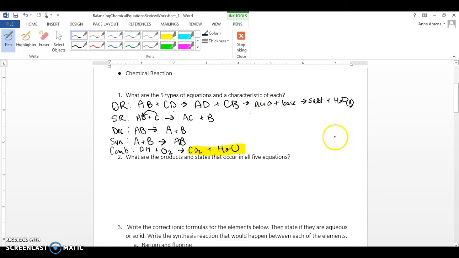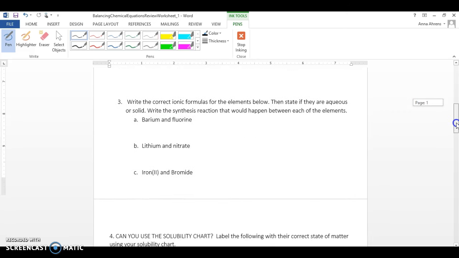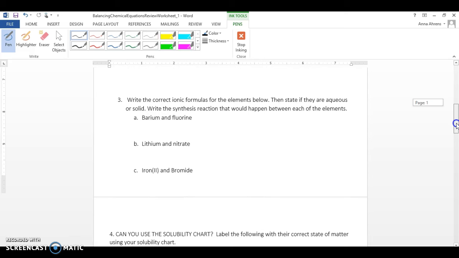Let's go ahead and skip down to number 3 here. Write the correct ionic formulas for the elements below, then state if they are aqueous or solid, then write the synthesis reaction that would happen between them. So we have barium. Barium on the periodic table is a solid because it is black. We look at fluorine.